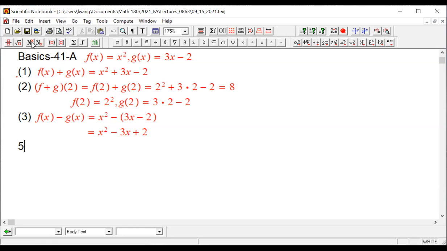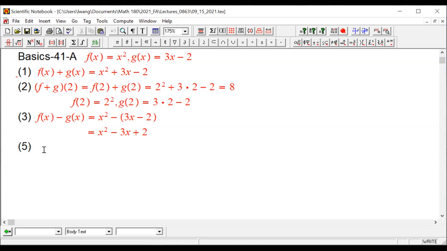Okay, so let's look at number 5. Oh, so when you do the subtraction, you have to factor it out to each one of them? You just distribute the negative sign to each term in the parentheses, right? That's what you do.